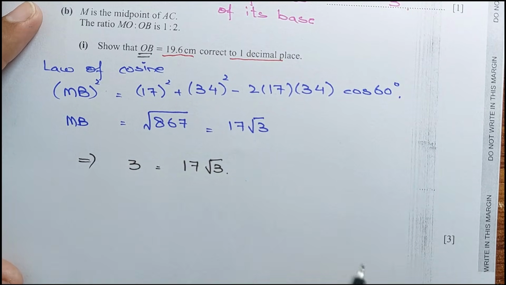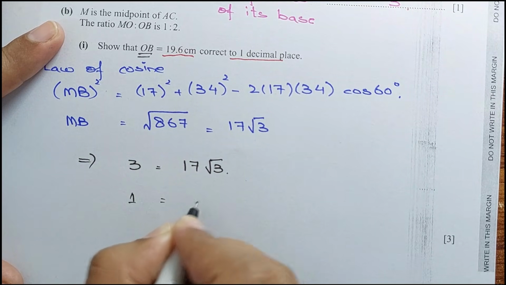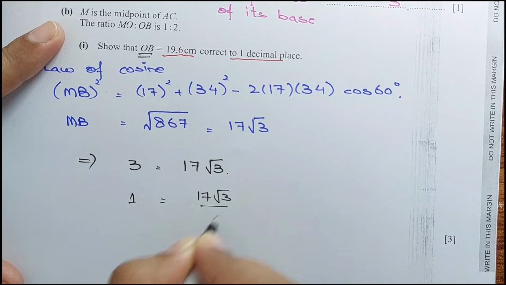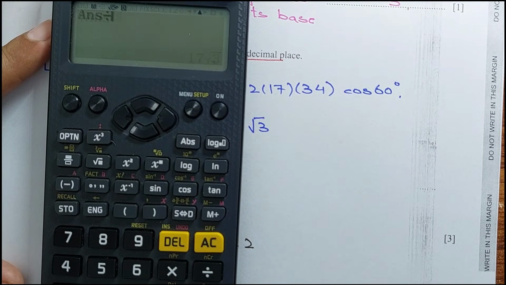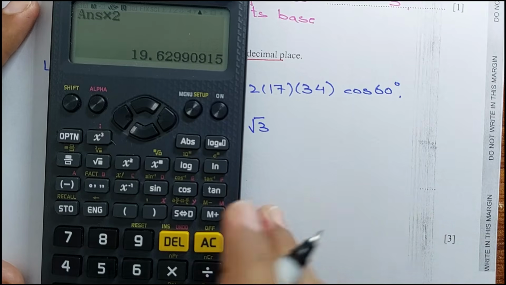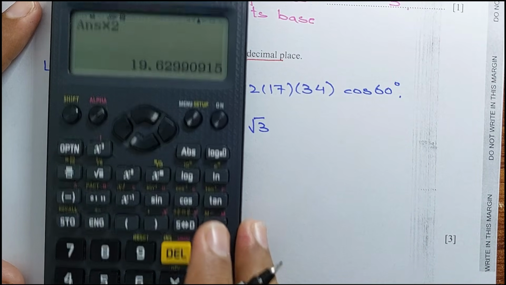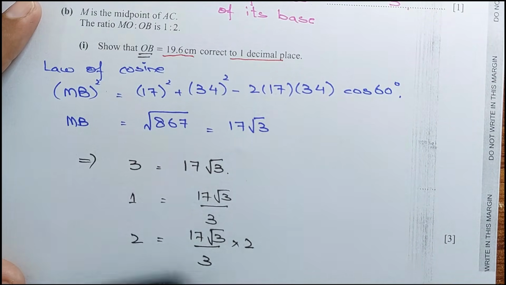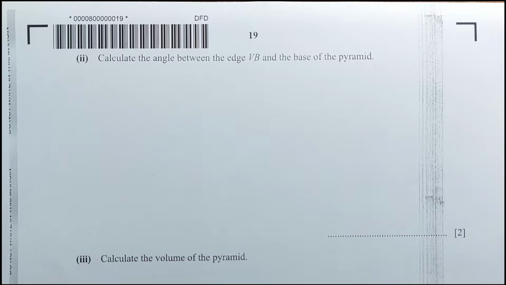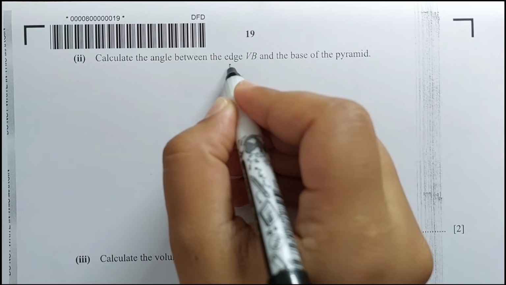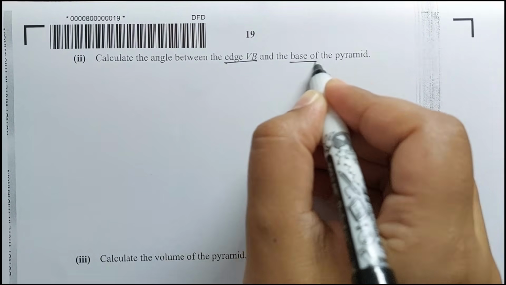If the whole 3 represents this, what does 1 represent? 17 root 3 over 3 represents 1, and the ratio of 2 represents 17 root 3 over 3 multiplied by 2. Simplify. Divided by 3, multiply by 2, that is equal to 19.629, or up to one decimal place 19.6. Yes, this is exactly 19.6 centimeter. It is proved.